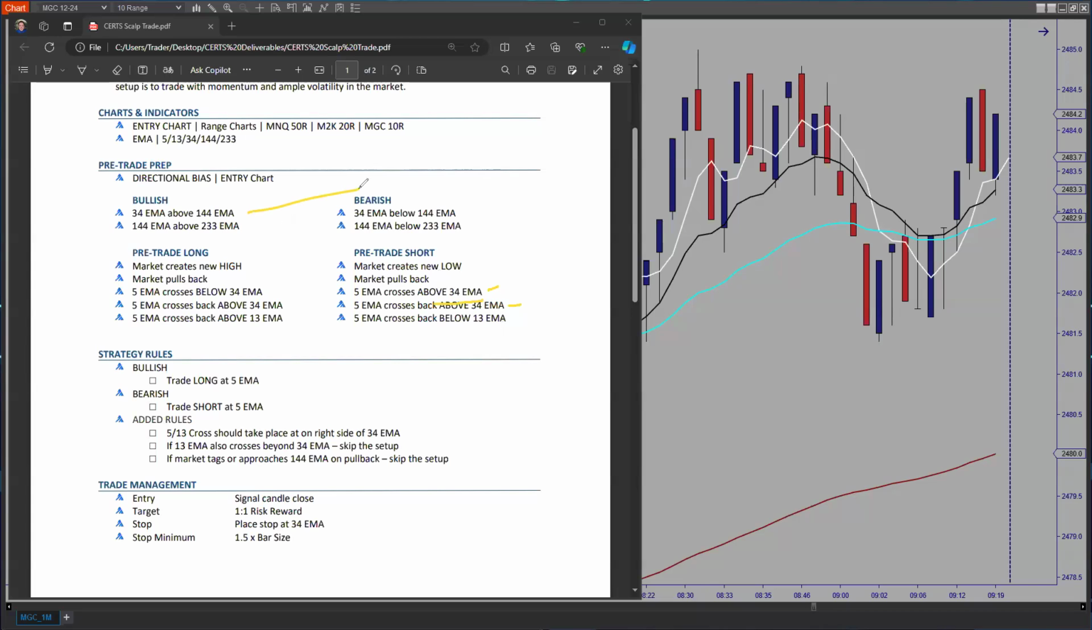Okay, so let's go through this. So bullish is what we're looking at here. The 34 above 144. Check.